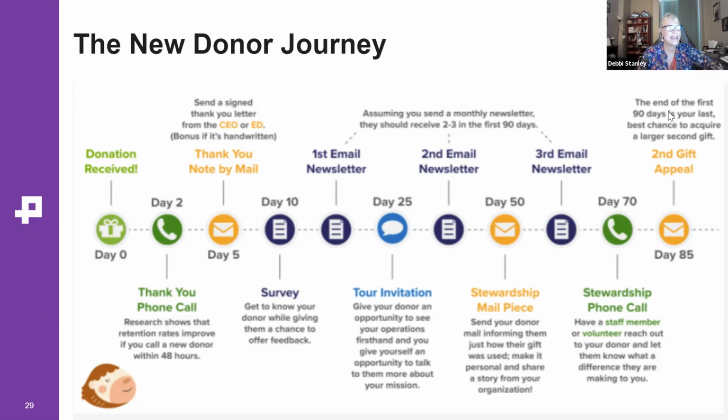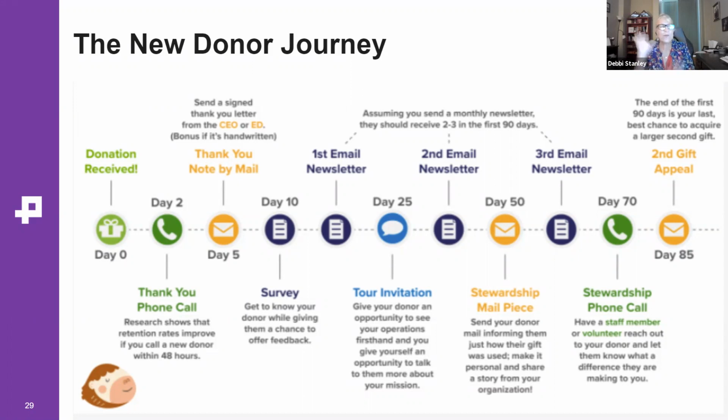Your key is you're trying to not create regret. You want people to feel really good about their first relationship with your organization so that they want to have a second and a third. So depending on when you send your newsletters, make sure you send them an announcement, let them know what you're doing, invite them to tour, send them a stewardship piece. Then in that 90-day journey, ask for that second gift, but give them a chance to know you a little bit better, and you know them a little bit better. So you're creating an authentic journey.